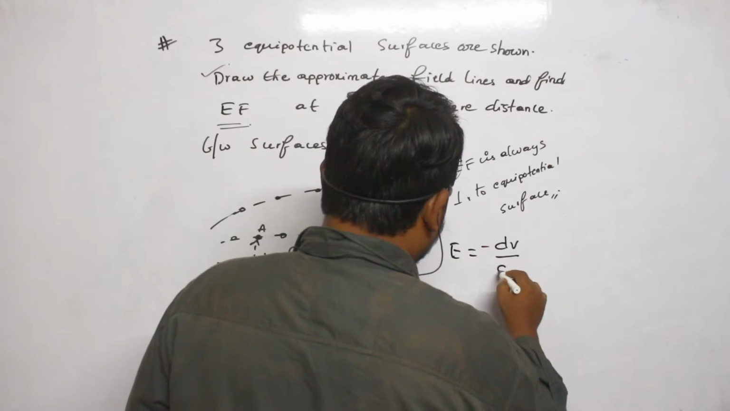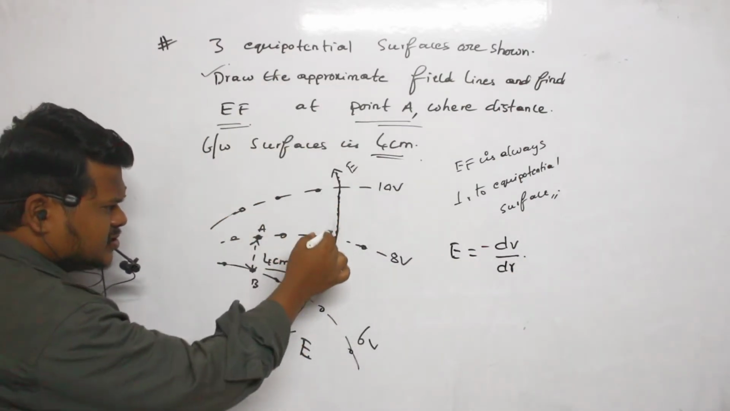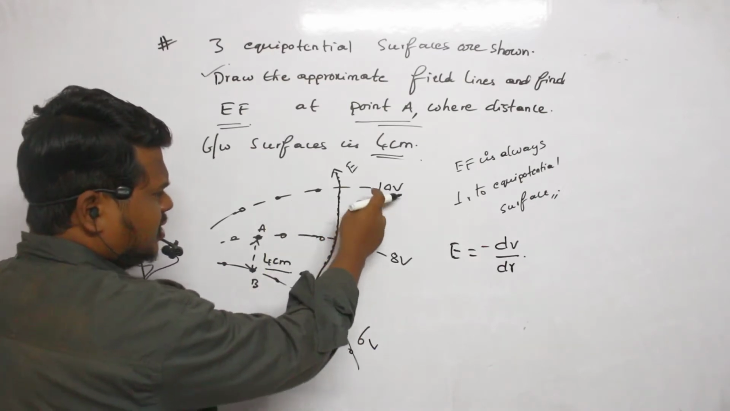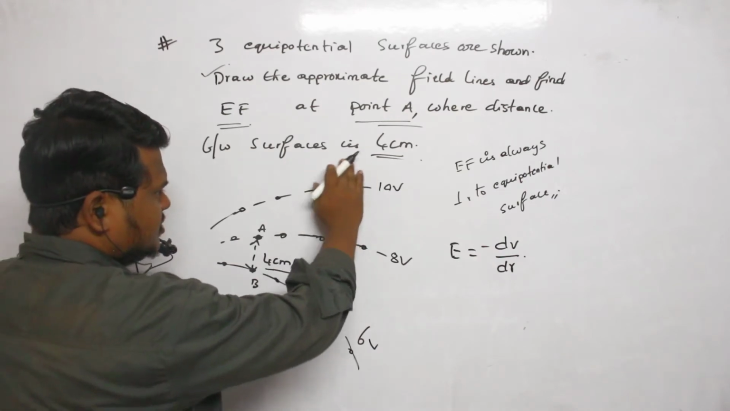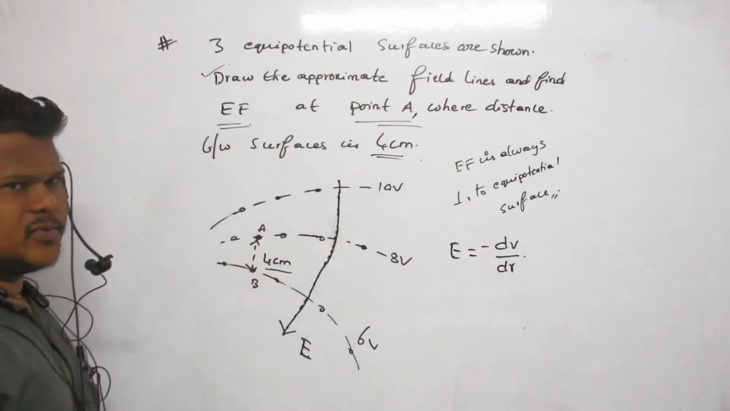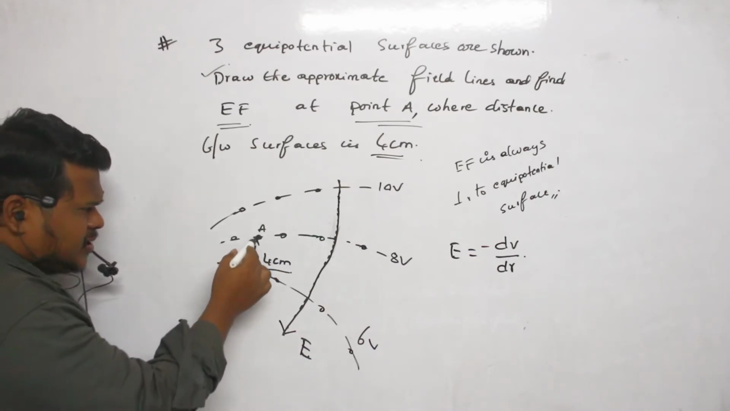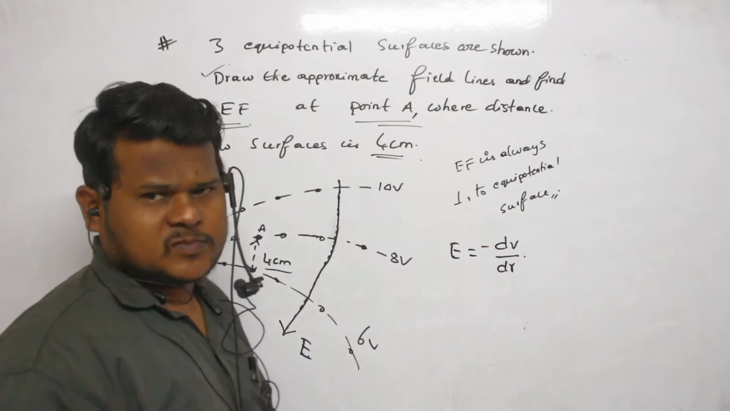E is equal to minus dV by dr means what? If you move in the direction of electric field, potential should decrease. Potential is decreasing, no? 10, 8, 6. So definitely this is the direction of electric field. This is not the direction of electric field. Are you able to understand? So this is the second property. Then at this point, here I want to find the electric field strength. How can I calculate? One minute.